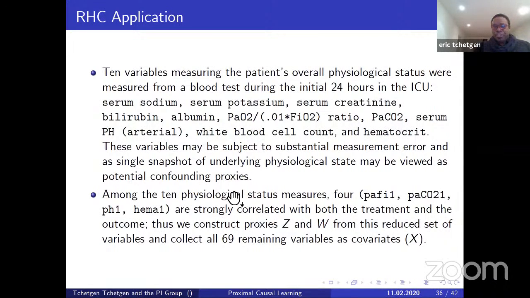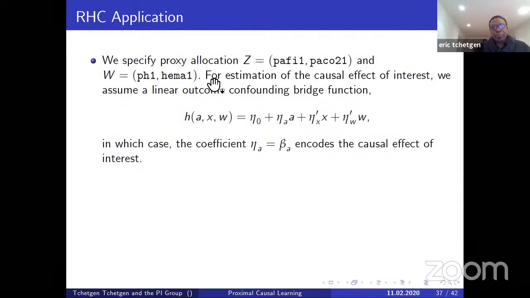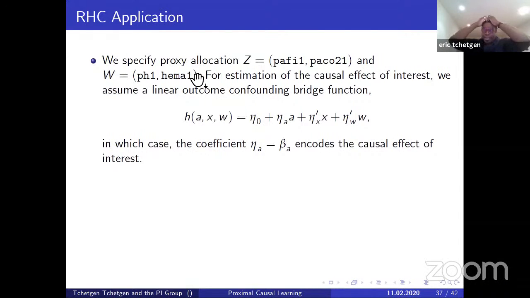So these are physiology status measured from lab values, okay, from the blood samples. So we specify proxy allocation, 2 of them in Z and 2 of them in W, and just as a sanity check, we commuted them, and nothing really changed. The results were very stable, regardless of the choice among these 4 proxies at least.